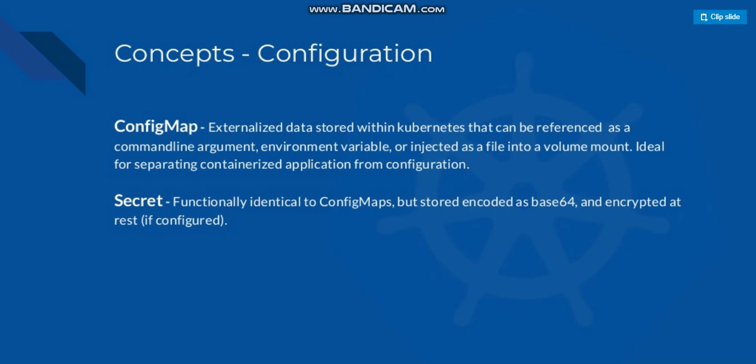So what is a ConfigMap? It is externalized data stored within Kubernetes that can be referenced as a command line argument, environment variable, or injected as a file into a volume mount. Ideal for separating containerized applications from configuration. Secret is functionally identical to ConfigMap but stored encoded as base64 and encrypted at rest if it is config.